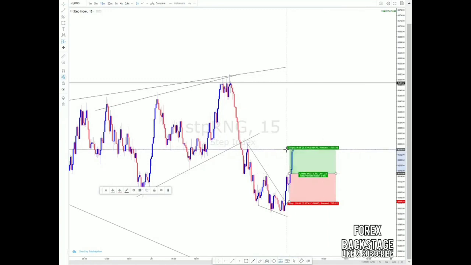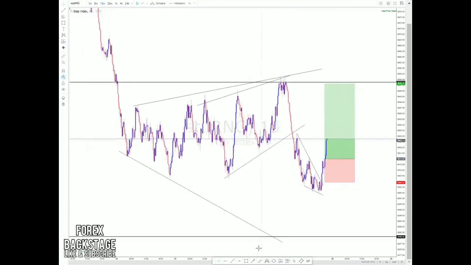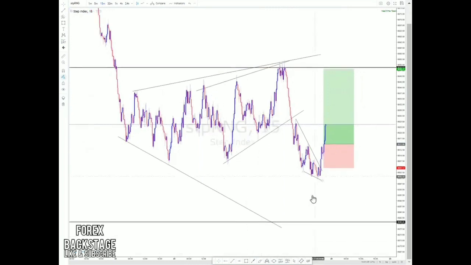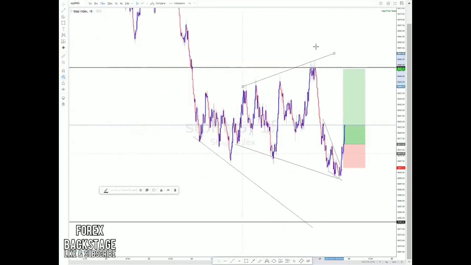Our first target would have been taken, coming to that level. So yeah. Let's remove this. We have an expanding channel. Let's not use that one. Let's use this one, because this is where I think the market has respected this one. Let's forget about this one.